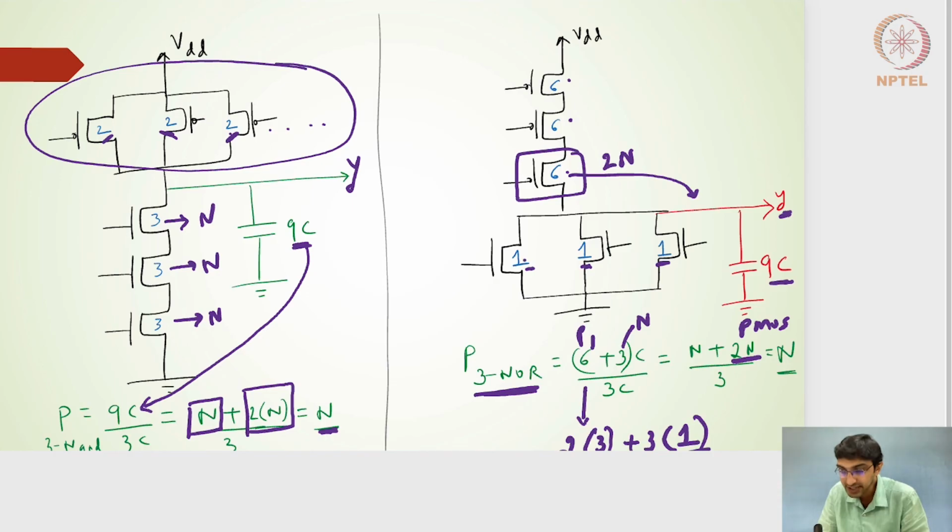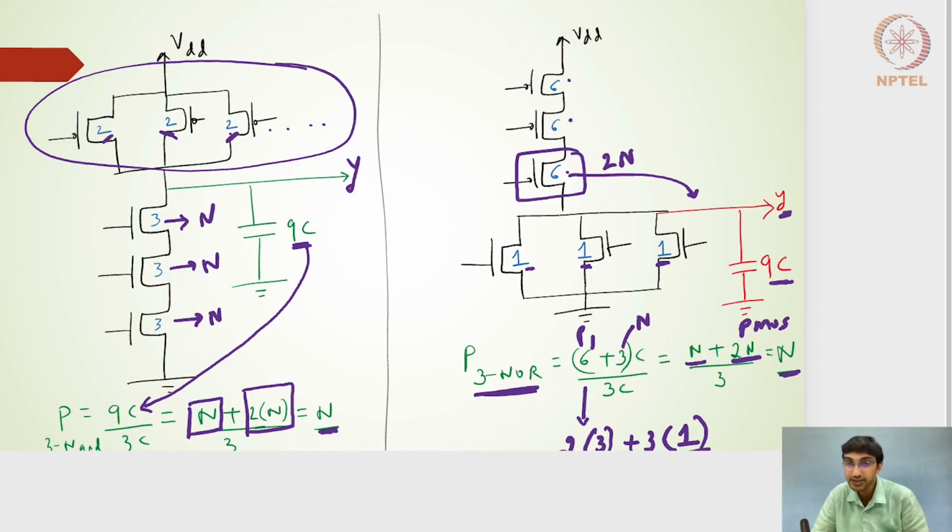And on the NMOS side, each NMOS is going to contribute 1C capacitance. So the n parallel transistors on the NMOS side are going to contribute nC capacitance. And of course, divided by 3C, 3n divided by 3 will give me an output of n. So the parasitic delay for a 3-input NOR gate is 3. For an n-input NOR gate, it is n. The parasitic delay for an n-input NAND gate is also n, right?